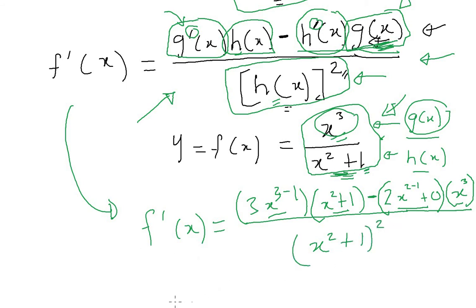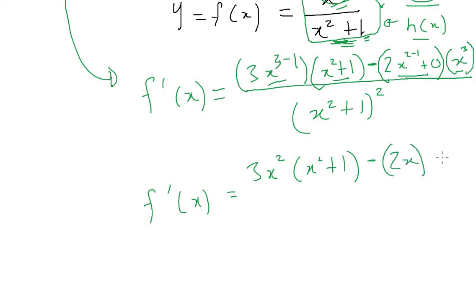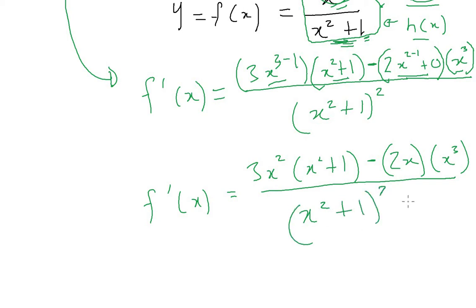Now you can simplify this if you want, up to you how you want to do it. Let me just simplify this. So this is 3x squared into x squared plus 1, minus 2x into x cubed. You can simplify this further. I'll leave it to you, it's easy. No need to simplify the denominator part. If you want, you can apply the a plus b whole square formula, but I don't think that's necessary. Anyways, this is your derivative.